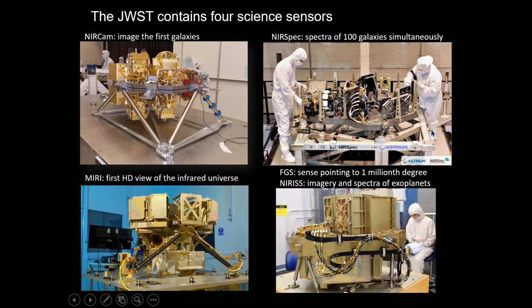This is the NIRSpec instrument. It's the main near-infrared spectrometer on the JWST. It's a very unusual instrument. This instrument is made of an advanced ceramic material called silicon carbide, and it is the first true multi-object spectrometer to fly in space. What that means is that this instrument is designed to obtain spectra of 100 objects simultaneously and keep all those spectra separate.